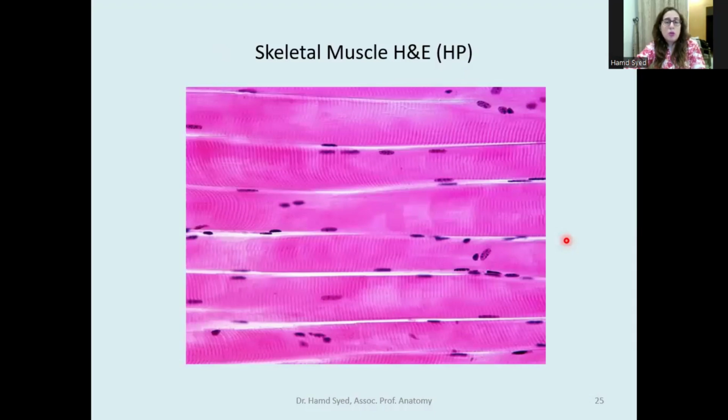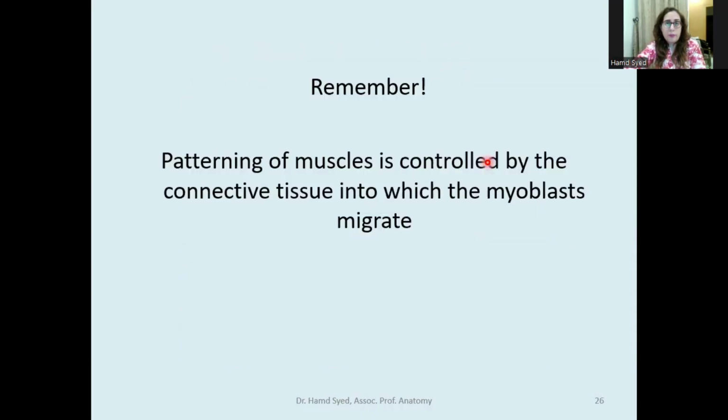So this is the hematoxylin eosin stained section of skeletal muscle, which we are looking at in high power of the microscope. So in this histomicrograph, we can see that this here is a skeletal muscle fiber, which represents an individual muscle cell, and it has many nuclei which are present at the periphery, and they're flattened oval shaped nuclei. And we can see the prominent cross striations within the cytoplasm due to the presence of the myofibrils. So remember, the patterning of the muscles is controlled by the connective tissue into which the myoblasts migrate.